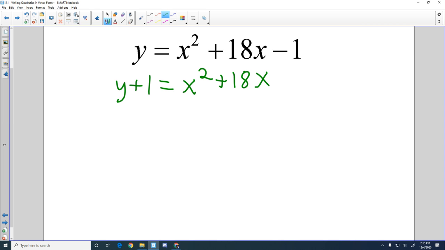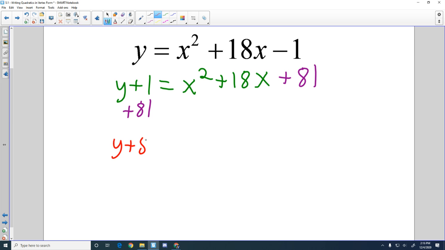So you take half of b and square it. Half of 18 is 9. 9 squared is 81. So 81 is the magic number that I want there. That makes this a perfect square trinomial. But then I'd have to also add 81 to the other side to keep this equation balanced.